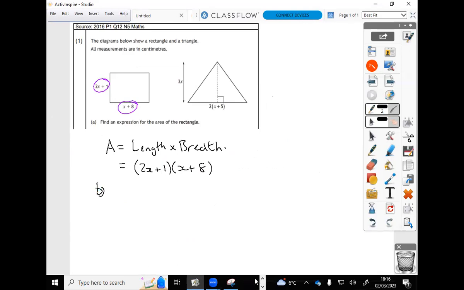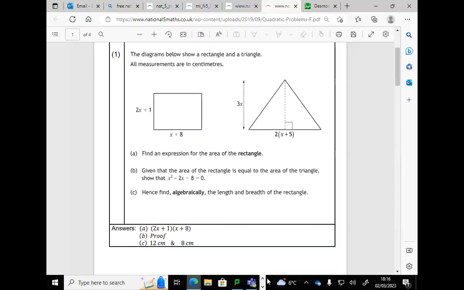Part B adds on to that. Once you've got that, B often gives you a wee hint of where it's going.